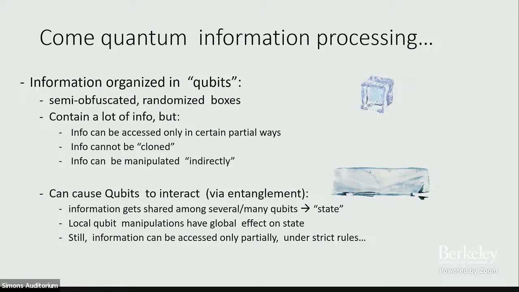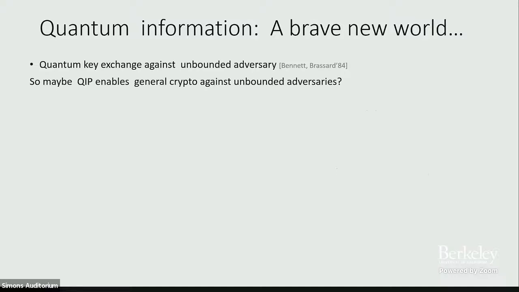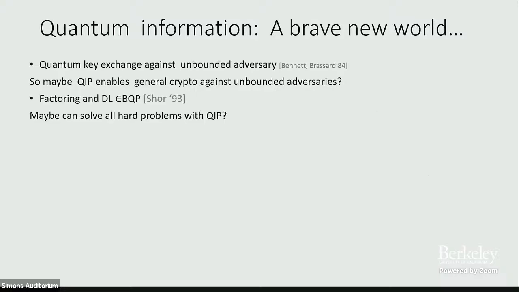And still, information can be accessed only partially. By the way, it's a new model of computation, whatever that is, and it is a brave new world, as we know. So we can do quantum key exchange against computationally unbounded adversaries. Now this already becomes information theoretic crypto. So maybe all of crypto can be information theoretic. It's not. And then there was factoring, so maybe all hard problems can be solved with quantum information processing, but again, we know that's not the case.